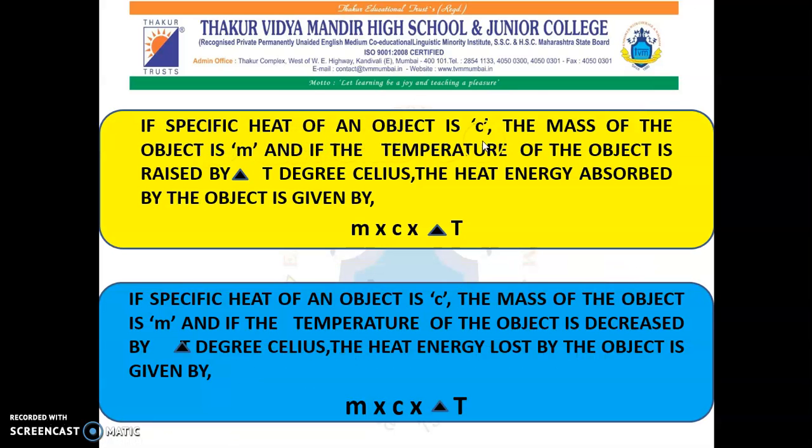If the specific heat of an object is c, the mass of the object is m, and the temperature of the object is raised by delta T degrees Celsius, then the heat energy absorbed by the object is given by the product of m, c and delta T. Similarly, if the specific heat of the object is c, the mass of the object is m, and the temperature of the object is decreased by delta T degrees Celsius, then the heat energy lost by the object will be given by the product of m, c and delta T.